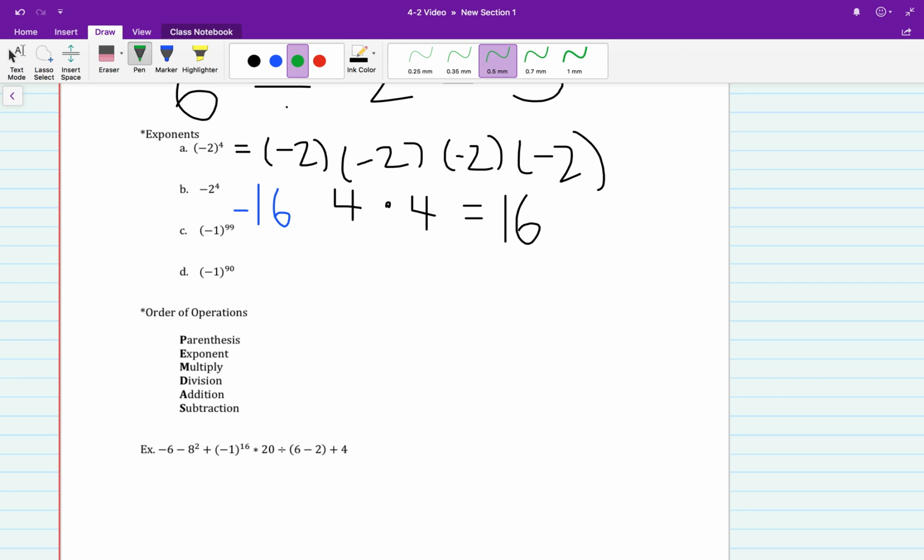Notice up here with the -2 to the 4th, I just repeat the -2 4 times. So with 1, I just repeat 1 99 times. So I would still get 1. Well, the problem is I have a negative here. So we go back to our negative rules. If we had an even amount of negative numbers, like I had here, I had 4, that's an even number, my answer is going to be positive. If I have an odd amount, then my answer would be negative. That's because when I went to pair these, 2 negatives make a positive, 2 negatives make a positive. If I had an odd number, I would have somebody without a pair. So the answer to C is going to be -1, and the answer to D is going to be 1.